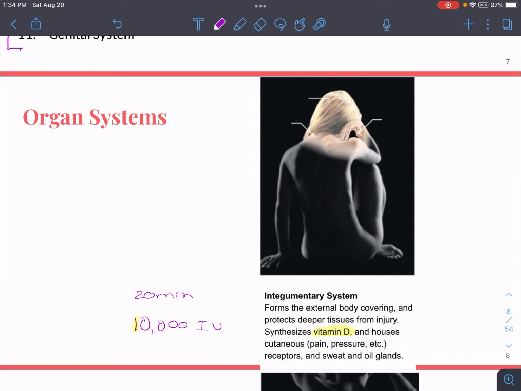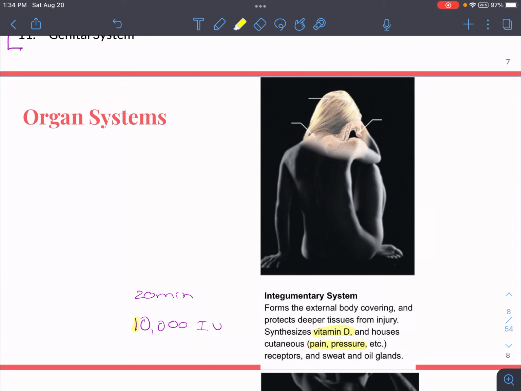Our integumentary system, or our skin, also houses pain and pressure receptors. Like when you feel pain just deep to your skin, those are nerve cells that are feeling those. We also have pressure receptors. So if somebody taps on you to get your attention, that's a pressure receptor. That's a nerve cell that feels that pressure and sends something to the brain.